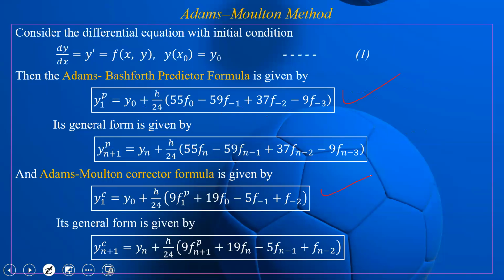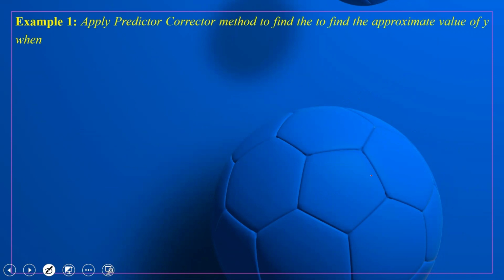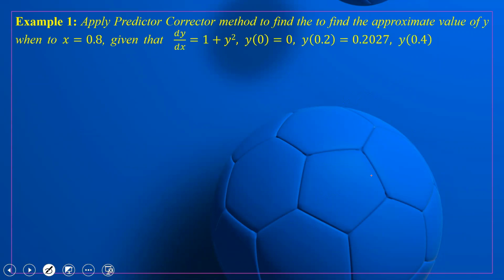So let us take one example, then it is very simple and it will be very clear. Apply the predictor-corrector method to find the approximate value of y when x = 0.8, given that dy/dx = 1 + y², y(0) = 0. And now here the values are given. What is the first value over here? x0 = 0. This is the first value. And y0 = 0.